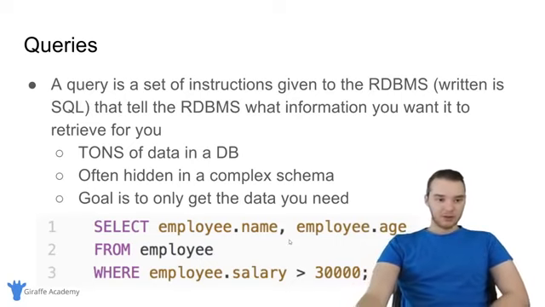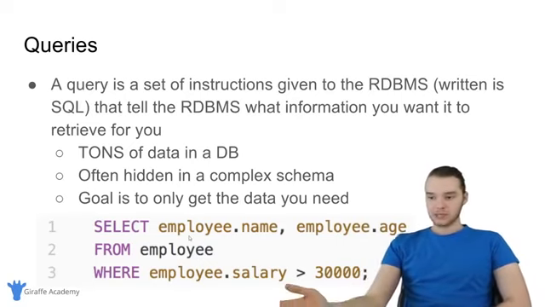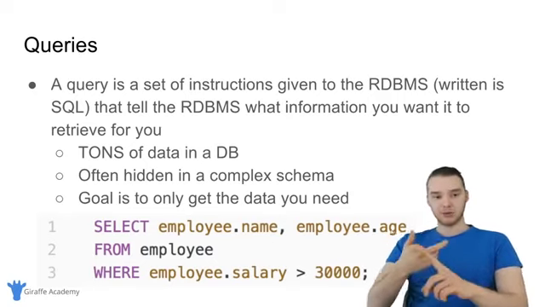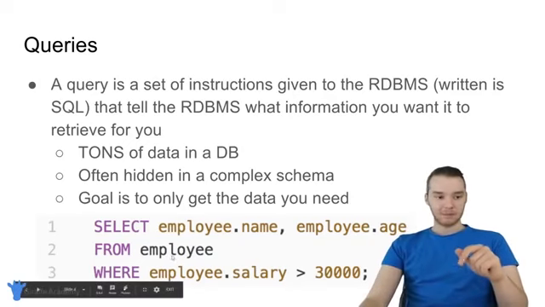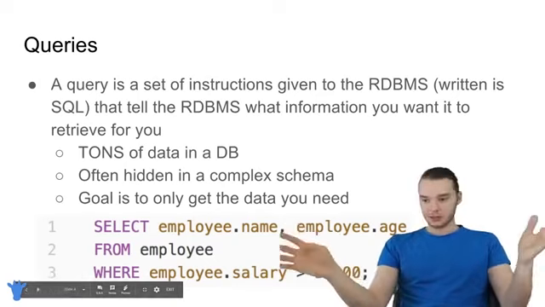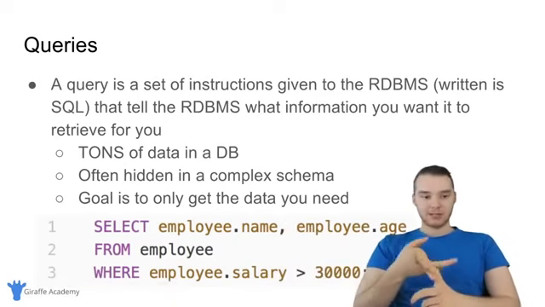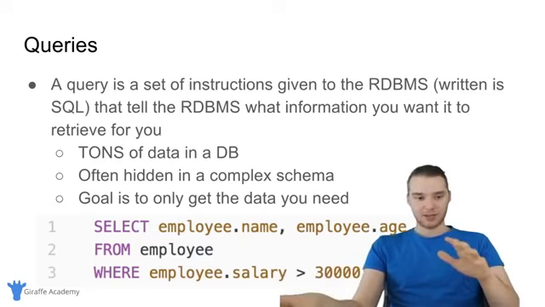So over here, I just have a little example of a query. This would be like select employee.name, employee.age. So select the employee's name and the age from the employee table where the employee's salary is greater than $30,000. So what this will do is it'll give us every employee in an employee table who makes more than $30,000, right? That's a general query.